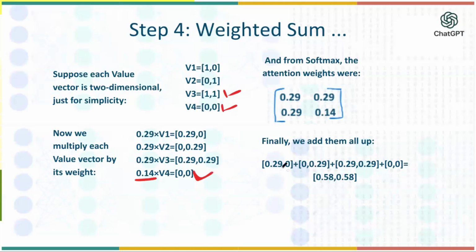Finally, we add them all up, so we get 0.58, 0.58. The output for this word is the new vector, that is (0.58, 0.58). This shows how the word's meaning has been updated by blending information from the other words, weighted by their relevance.